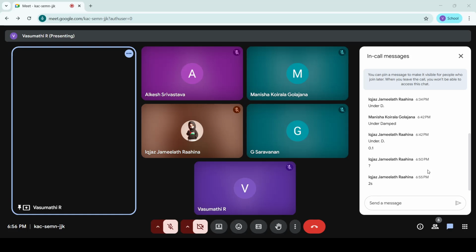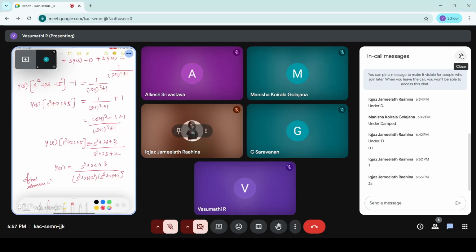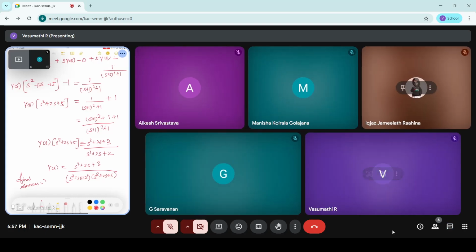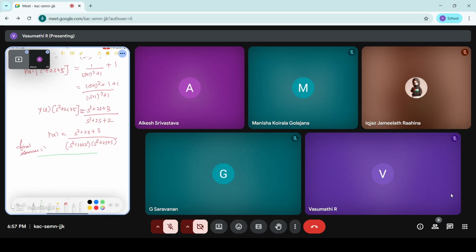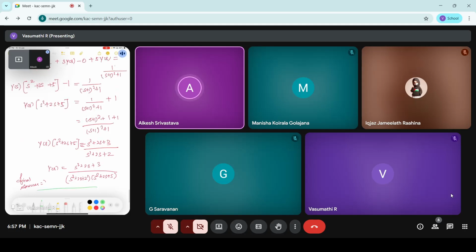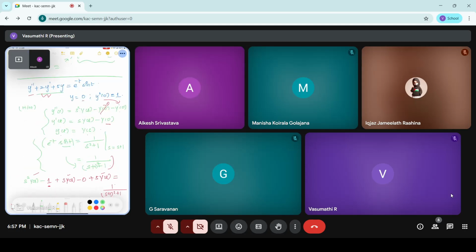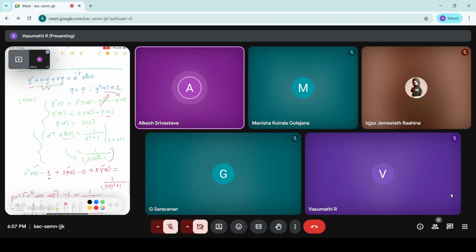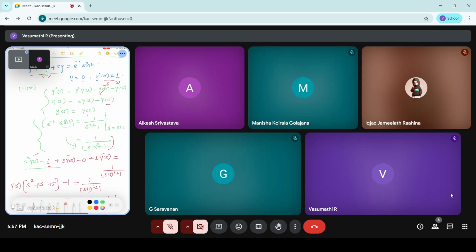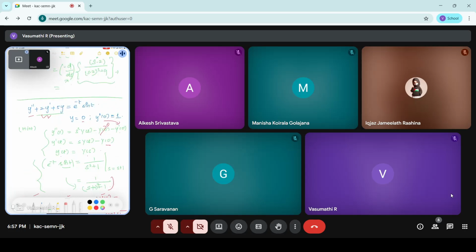Anyone not getting this answer? Okay, if you need any help, please let me know. Yes, Sriyasura? This one, right? Okay, fine. So I will take this here and put it down so that it will be easy to explain.